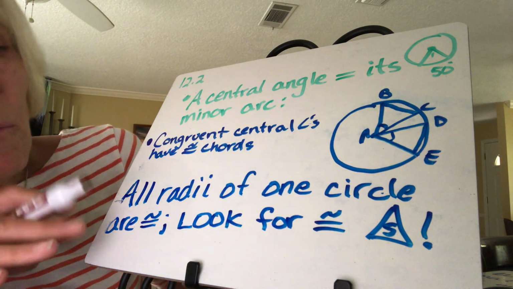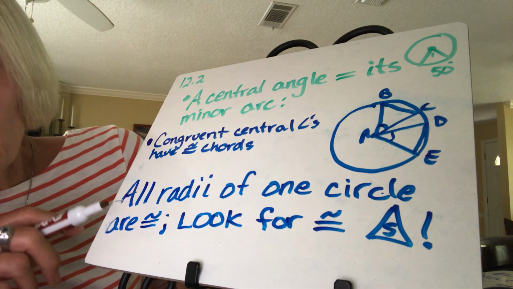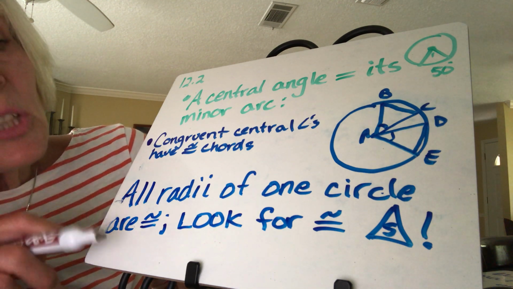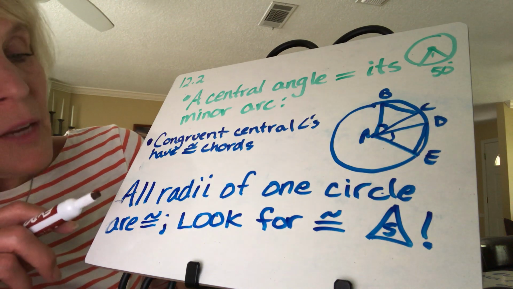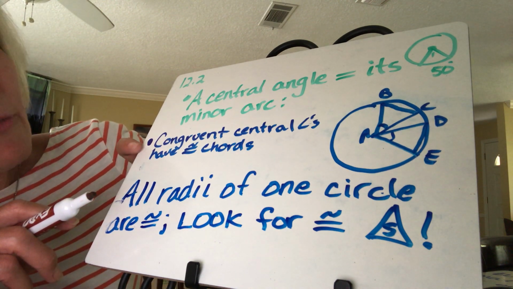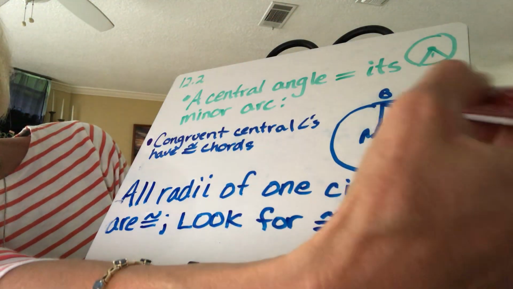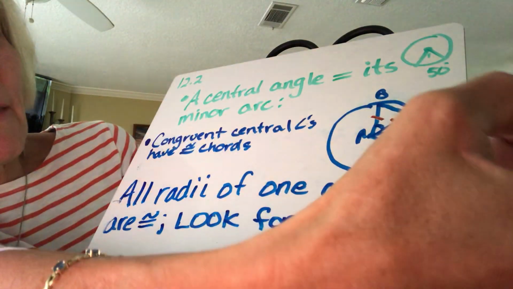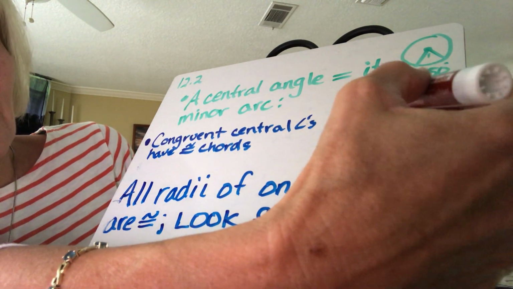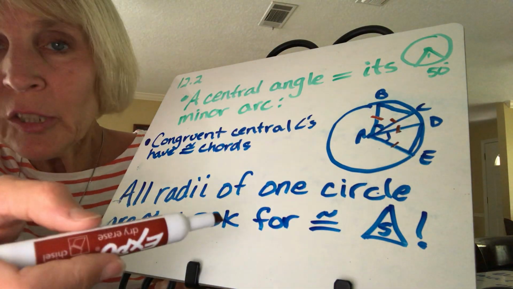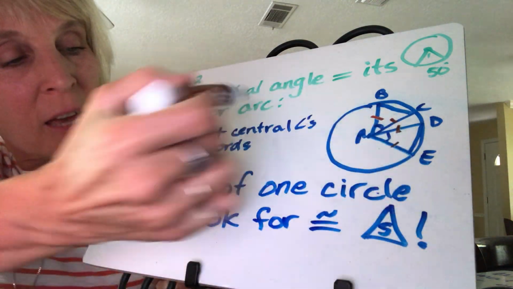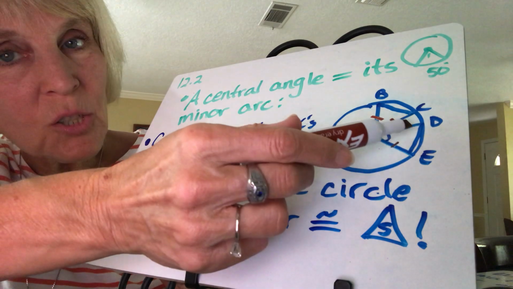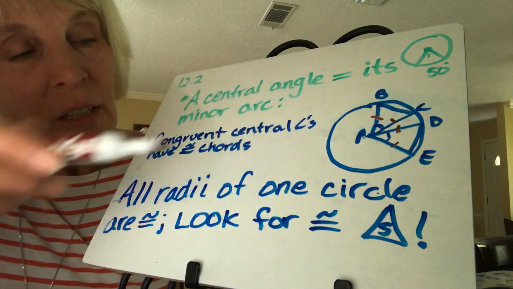Okay, and then we start looking at what happens with the chords. Well, this is a very important fact. All radii of one circle are congruent, so just look for congruent triangles, and you'll be able to see things like what happens when I have congruent central angles. Well, if I have congruent central angles and my radii are all congruent, so let's go ahead and label our radii, that would mean if the central angle is congruent to this central angle, then the triangles are congruent. So again, I just look for congruent triangles. Well, if that triangle is congruent, then my chords are going to be congruent because I'd have this triangle congruent to this triangle, so therefore BC is congruent to DE.